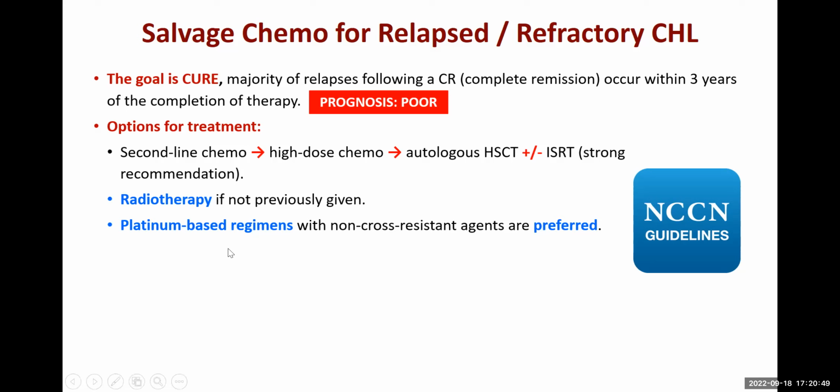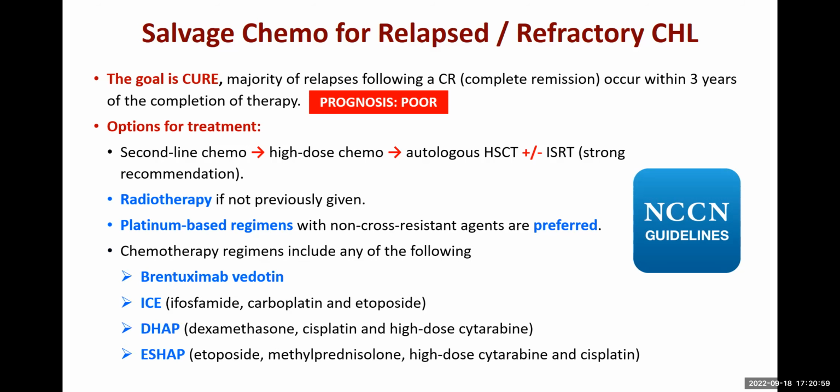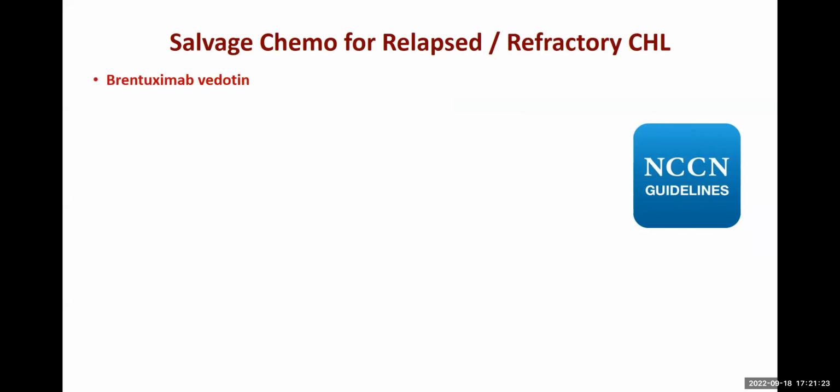Radiotherapy, if not previously given, platinum-based therapy, carboplatin, cisplatin, oxaliplatin. We have seen that in previous lectures. And chemotherapy regimens include brentuximab vedotin, ICE, sorry for another regimen, ifosfamide, carboplatin, etoposide, DAP regimen, okay? You see carboplatin, cisplatin are now coming in, and SHAP regimen. So this mostly involves memorization, so I'm not going into details.